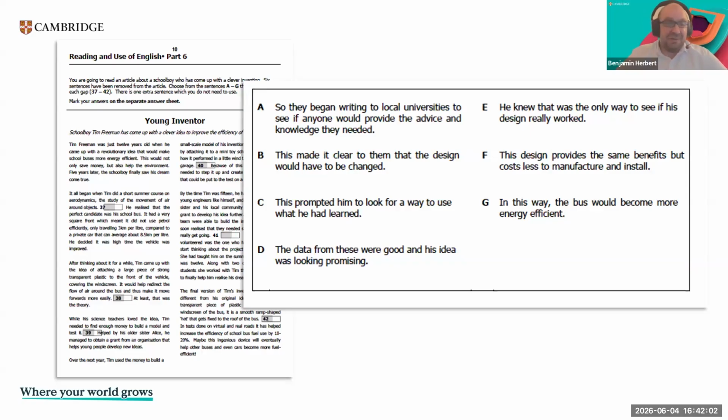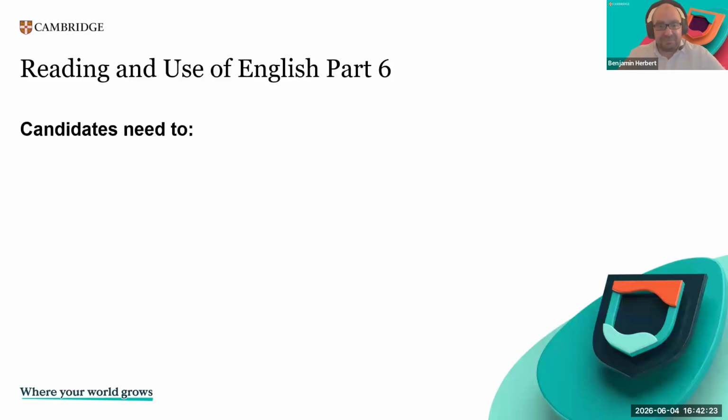However, as we saw, there were 6 gaps. There are 7 sentences. So this means that in terms of the design of the task, the candidates can't use elimination to help them decide what the answers are. They need to use their reading skills.